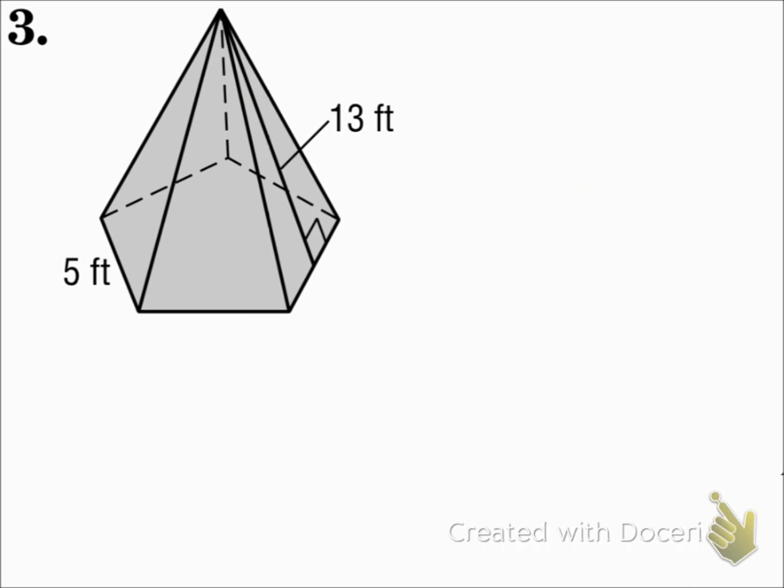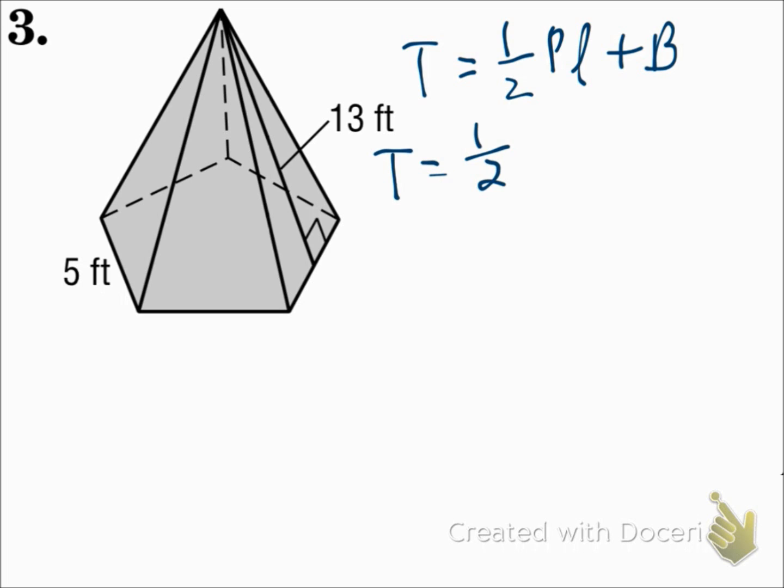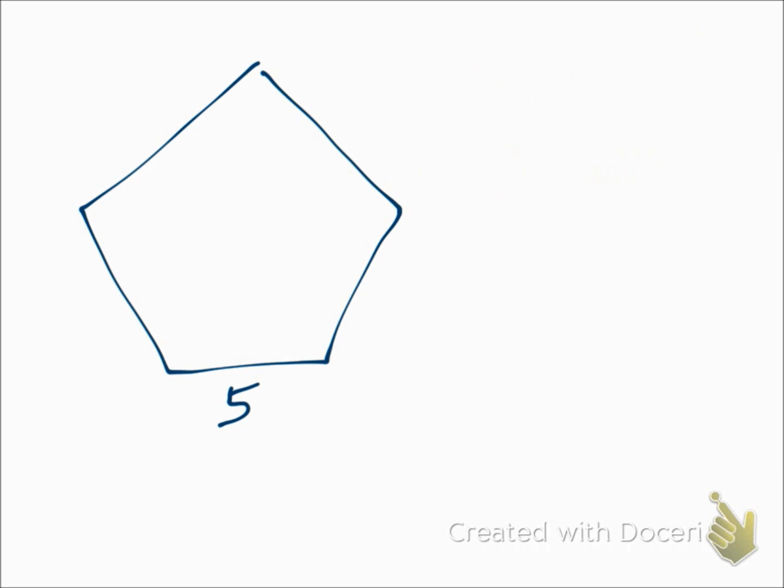For the total surface area, we'll use the formula T equals half perimeter times the slant height plus the area of the base. Well, we already know the perimeter and the slant height from the lateral area, and now we need to know the area of the base. Since the base is a pentagon, we're going to have to do the area of a regular polygon. The area of a regular polygon is half perimeter times apothem.